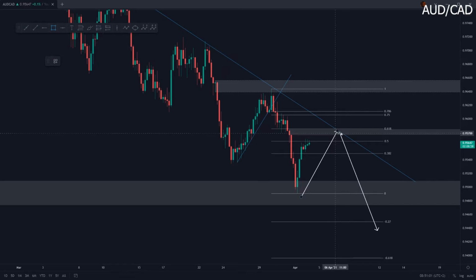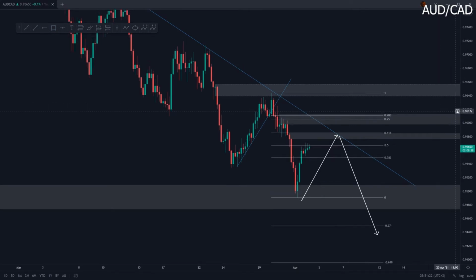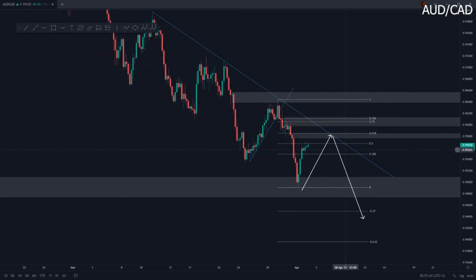It's either going to be the 618 and my zone over here at 0.95800, or we might see a spike a little higher up to here, just above the highs over here, most likely into the 786 Fibonacci level, which would be at 0.96115. So I'm going to be looking for any potential shorts if we see something like this.